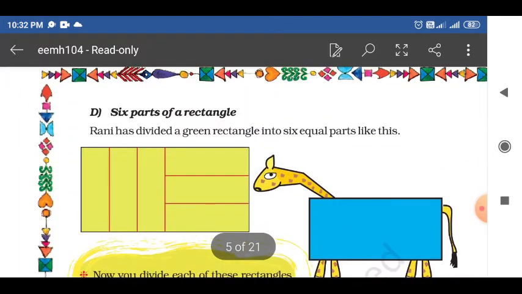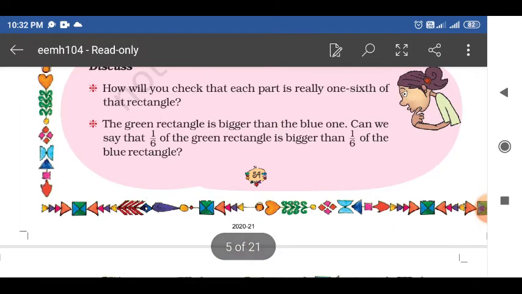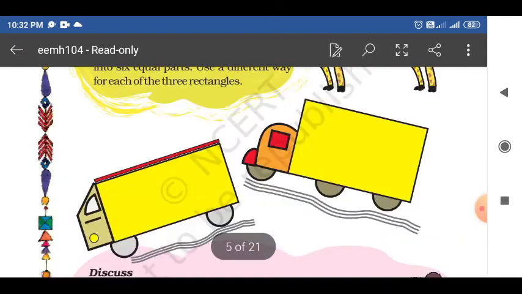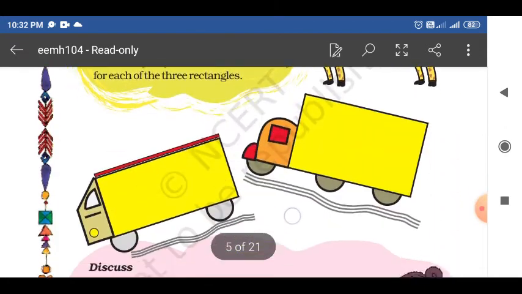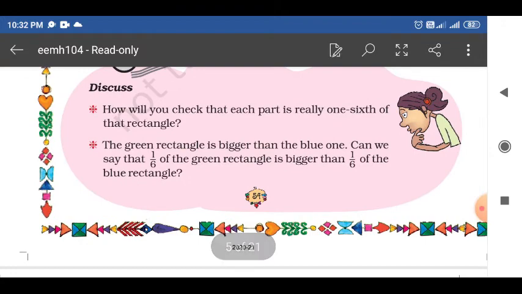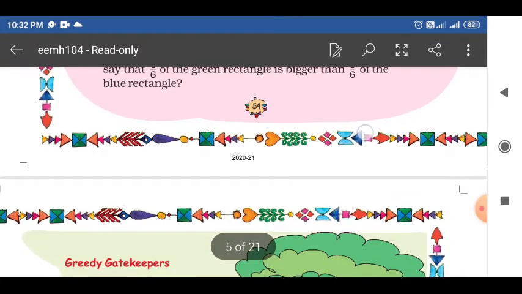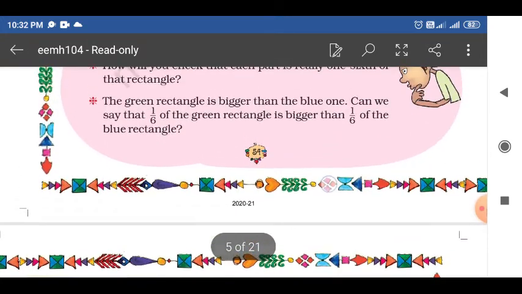How will you check that each part is really 1/6 of the rectangle? How can you know that each part is 1/6? Each part must be equal. So then only you can say that each part is a 1/6 part. Okay. You have to measure for that.